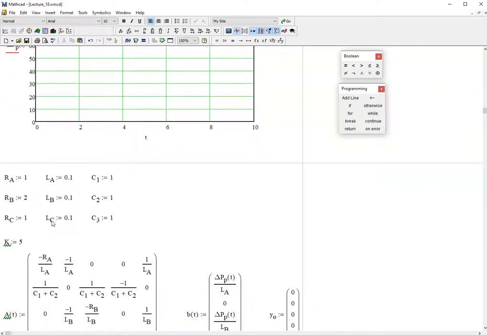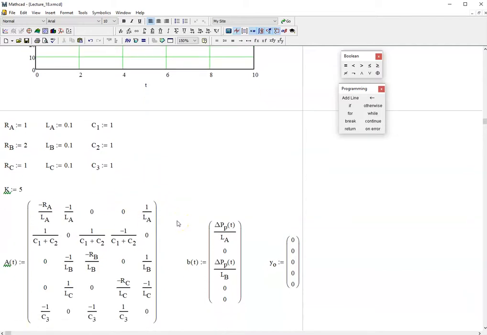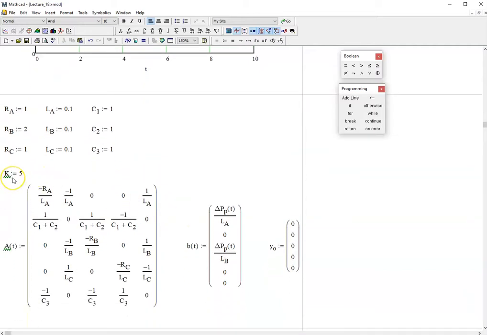All right, so for the sake of illustration here, let's make RA, LA, and C1 these values, RB, LB, and C2 these values, and RC, LC, and C3 these particular values. I wanted to make them different from each other, at least RA and RB, to differentiate the flow that goes to the upper branch from the one that goes to the lower branch. We make K equal 5. Of course, we have 5 state variables in this particular case.